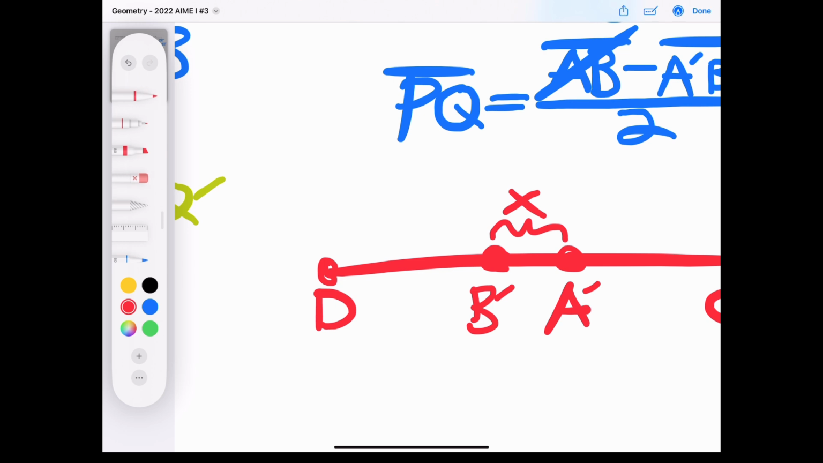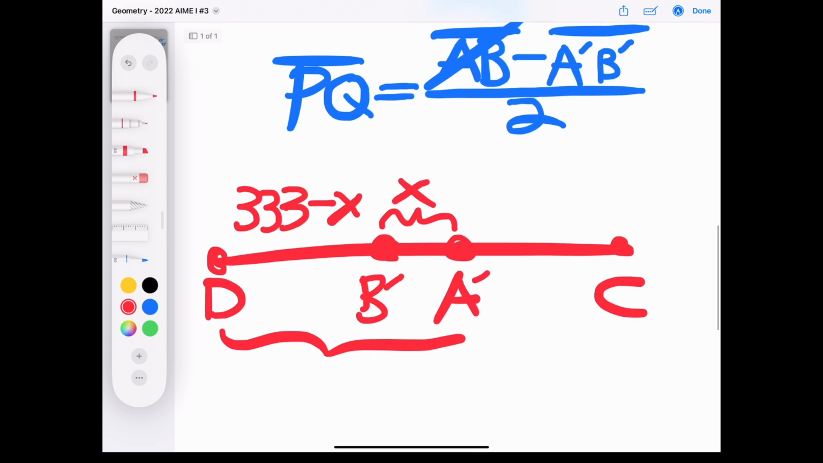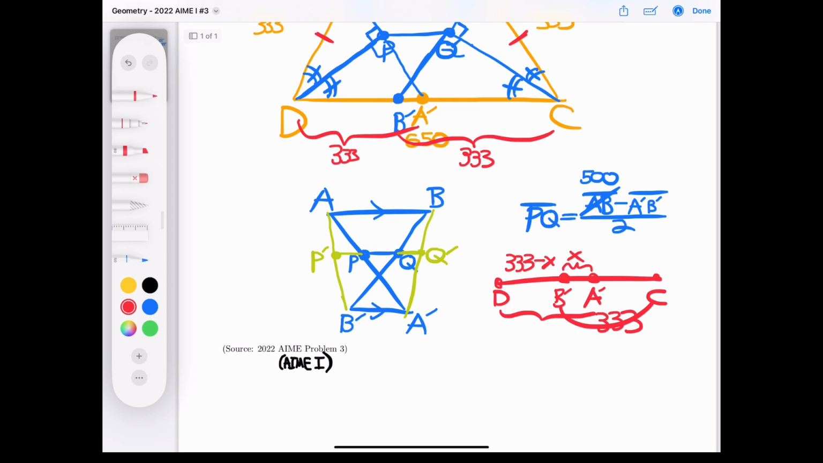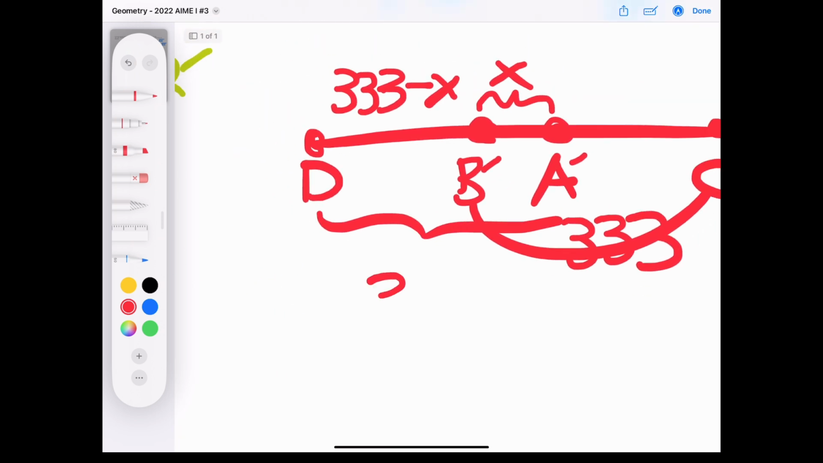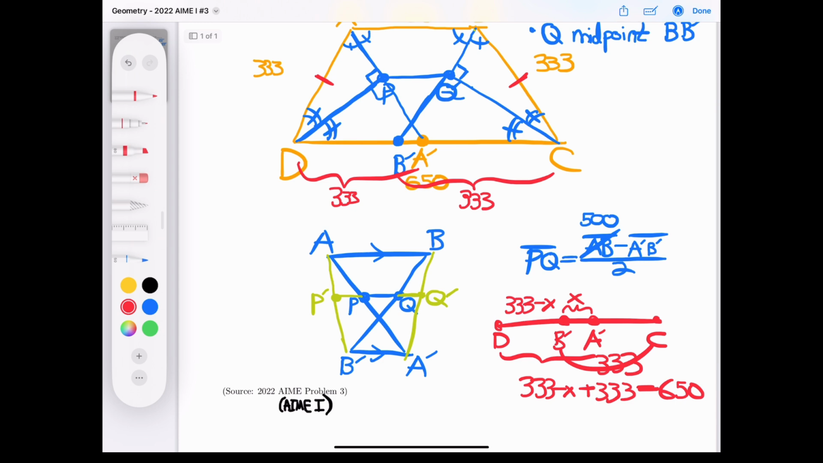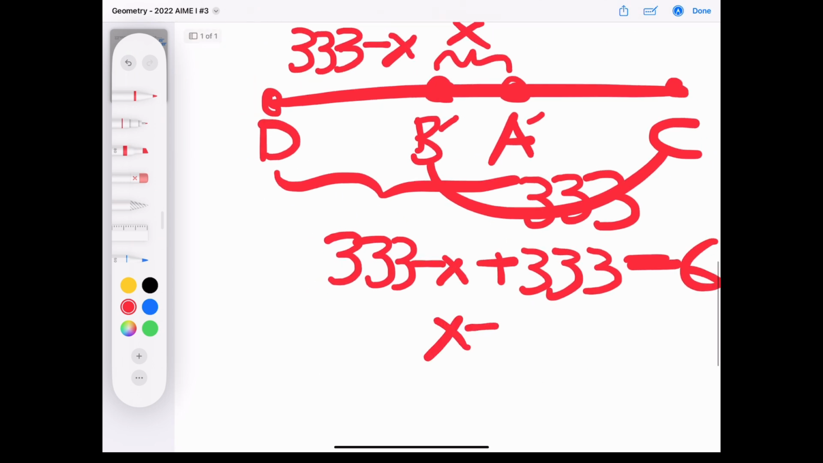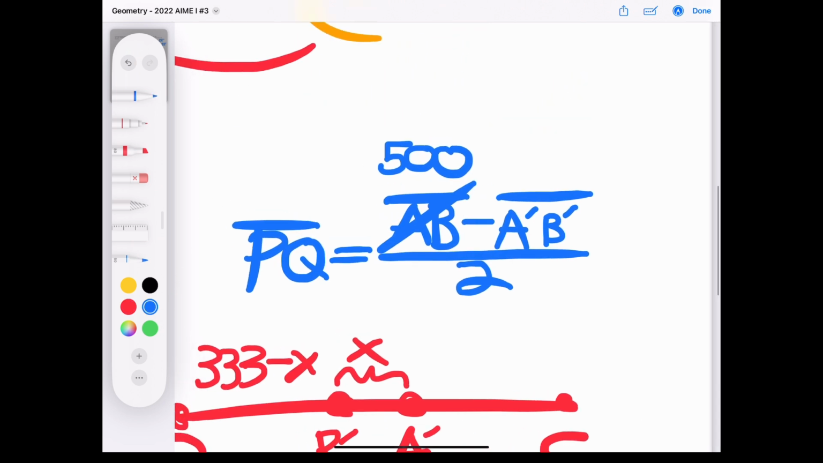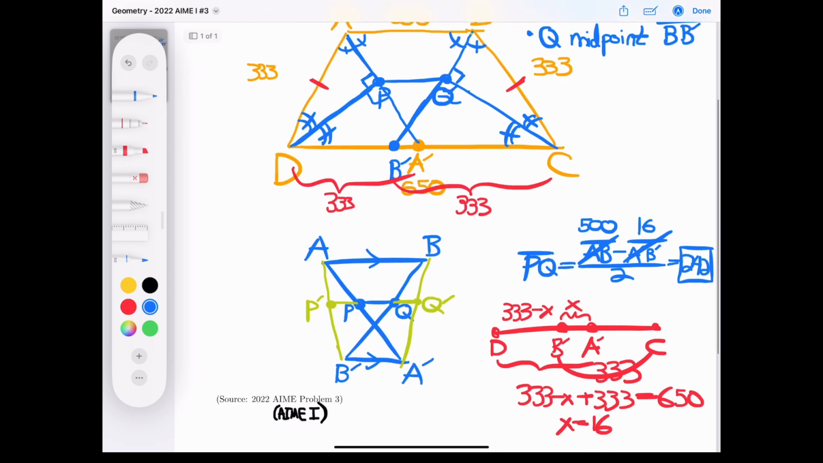So you have that DA prime is 333, which means that DB prime will be 333 minus X, and this other piece will be 333. The total length of DC is equal to 650. So you get that 333 minus X plus 333 is equal to 650, and you basically get that X is 16. Once you get that X is equal to 16, you know that A prime B prime has length 16. And you can calculate this difference and divide it by 2 to get that PQ has length 242.